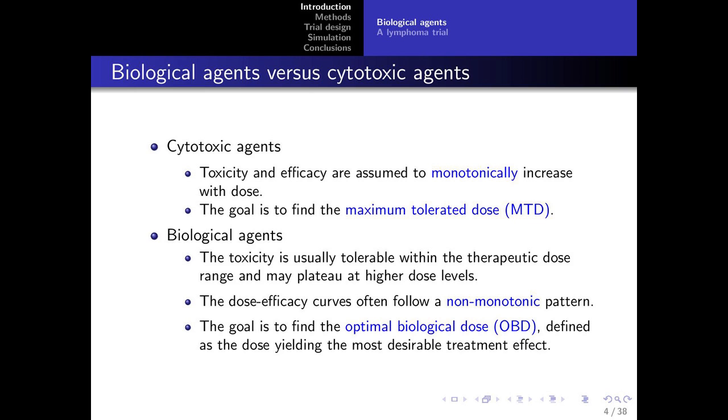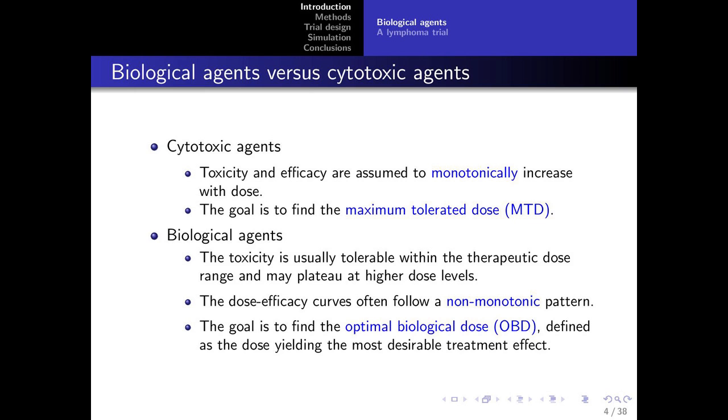For cytotoxic agents, it's often reasonable to assume toxicity and efficacy monotonically increase with dose. Therefore, the goal of a phase 1 trial is to find the maximum tolerated dose, because that's the dose patients can tolerate and also has the highest efficacy. But for biological agents, typically the toxicity is usually tolerable within the therapeutic dose range and may plateau at high dose levels. In addition, the dose-efficacy curve often follows a non-monotone pattern.